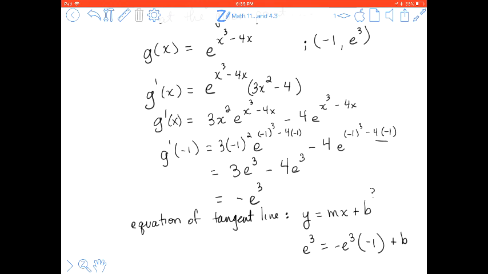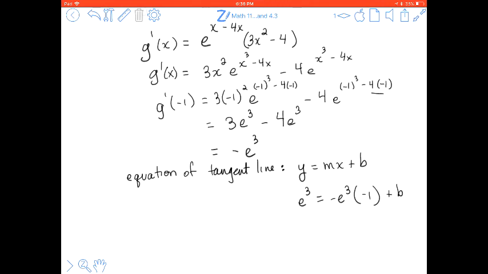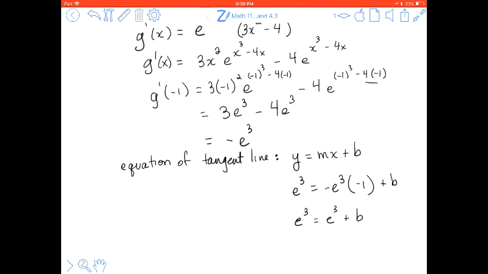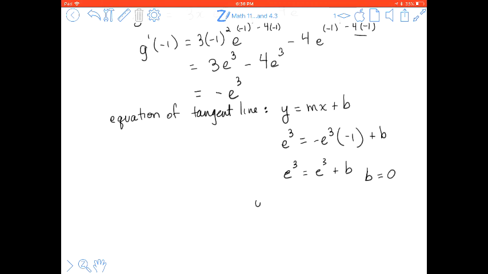Now the only value that we didn't know was the y-intercept, that b value, but now we can find it because we have an equation here with only one variable. So negative times a negative is positive, so we've got e cubed equals e cubed plus b. Well, this just tells us that b is equal to 0. So the equation is y equals negative e to the third, because that's our slope, times x. And there is no plus b because it's just plus 0, which we don't need.